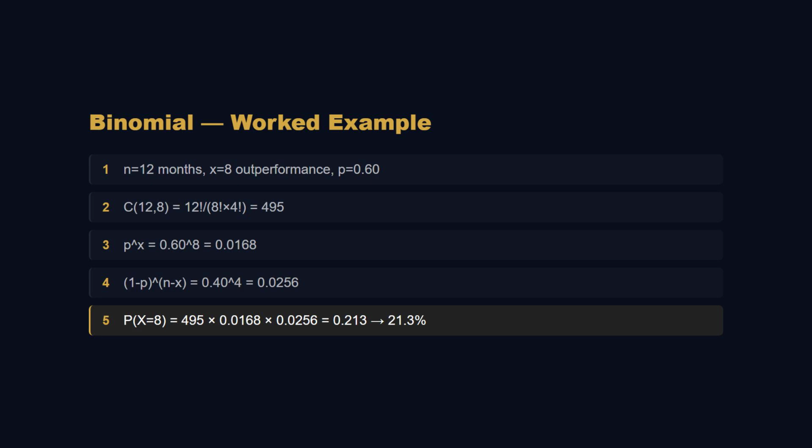Step 3. p to the x is 0.6 to the 8th, which is 0.0168. Step 4. (1 minus p) to the n minus x is 0.4 to the 4th, which is 0.0256. Step 5. Multiply. 495 times 0.0168 times 0.0256 equals 0.213. 21.3%. There is a 21.3% probability of exactly 8 months of outperformance.